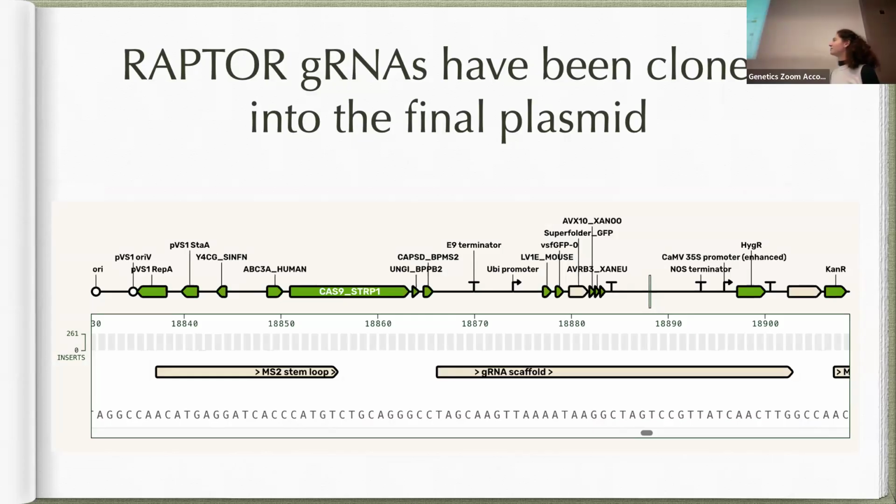So this is the final plasmid. It's like 26,000 base pairs big. And this is where our guide RNAs are. And that's where our Cas9 is. And it's got lots of other stuff. And this will all go into agrobacterium, and then it will go into Arabidopsis. And then we will know what that looks like.